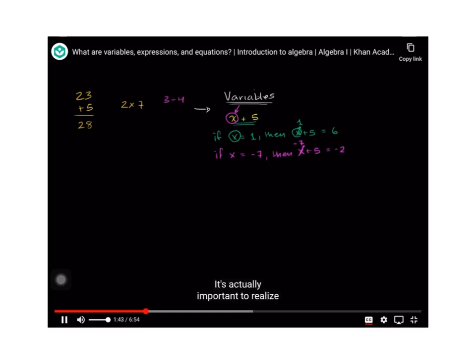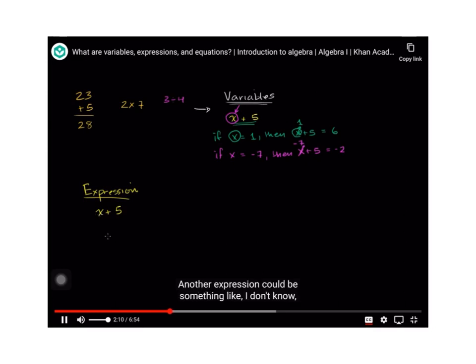It's actually important to realize the distinction between an expression and an equation. An expression is really just a statement of value, a statement of some type of quantity. So this is an expression. An expression would be something like what we saw over here, x plus 5. The value of this expression will change depending on what the value of this variable is. And you could just evaluate it for different values of x.